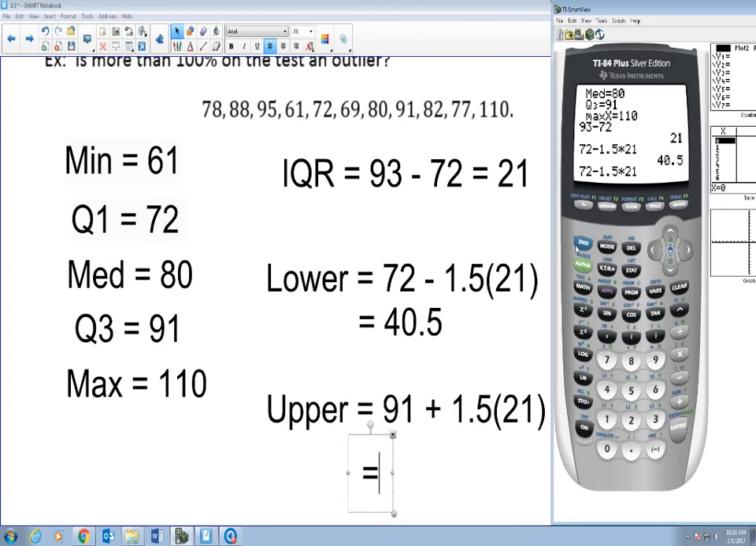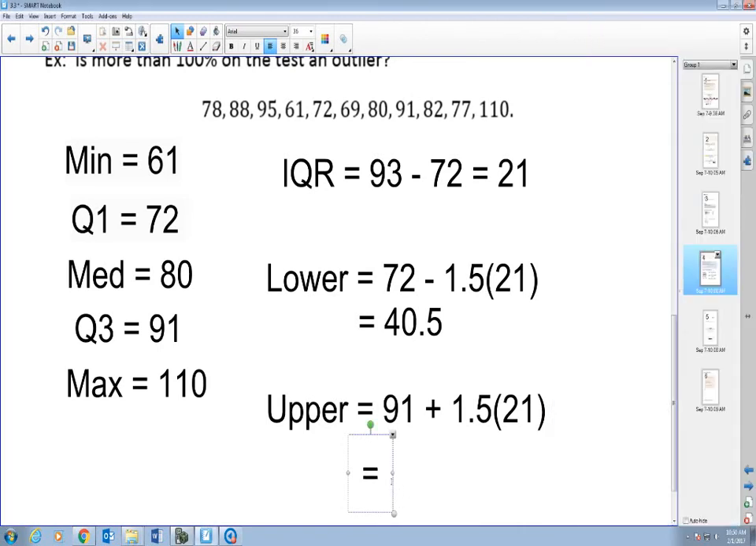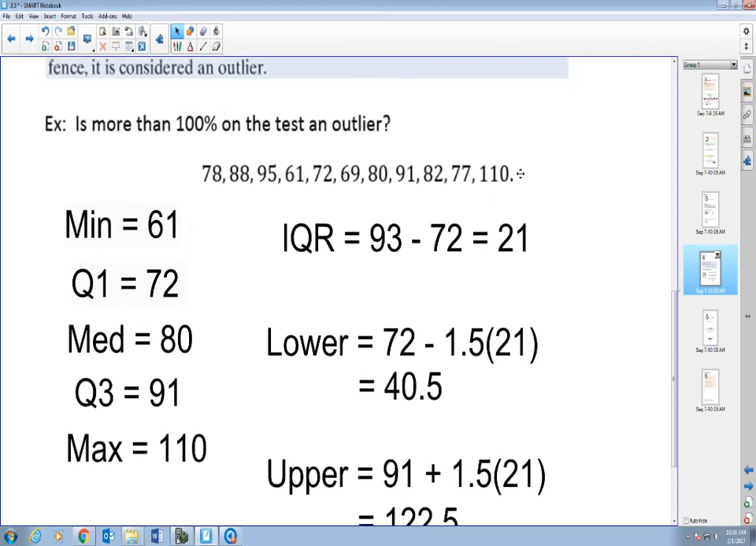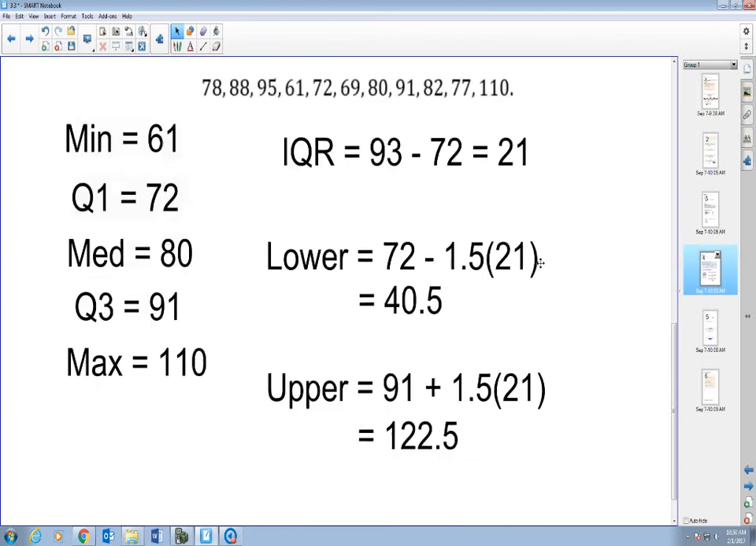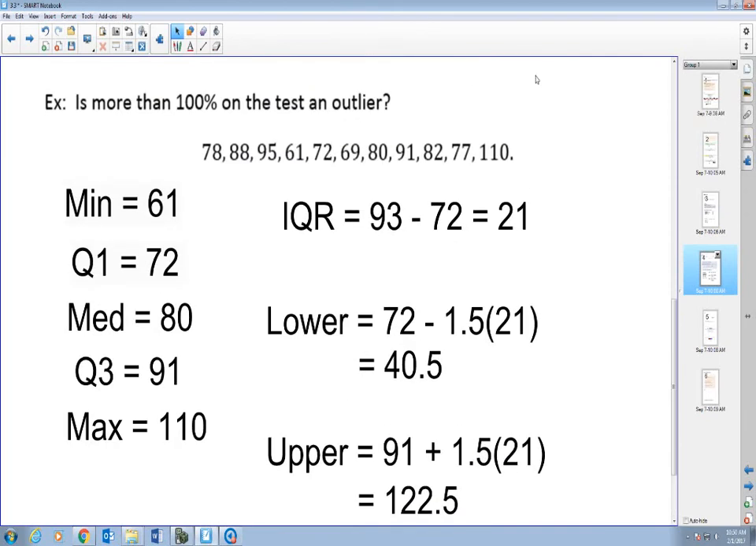I'm gonna just go back and change this number. Just take 91 plus 1.5 times 21, which is 122.5. Alright, so that would be my upper fence. So my highest number, my 110, is actually inside the upper fence. So if it's inside, then it's not an outlier.